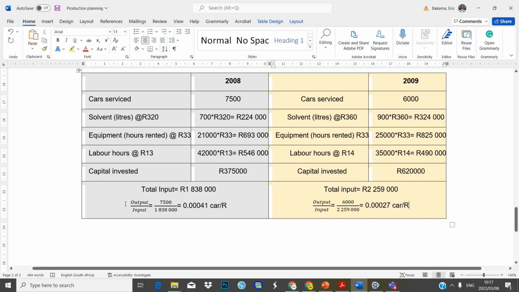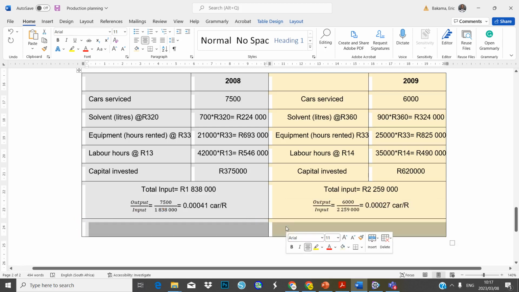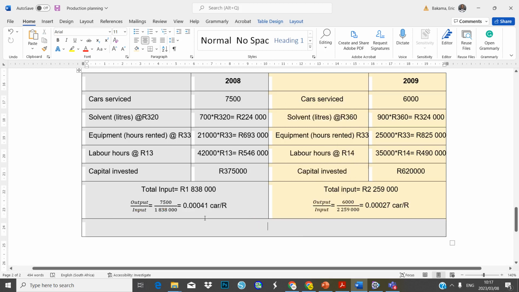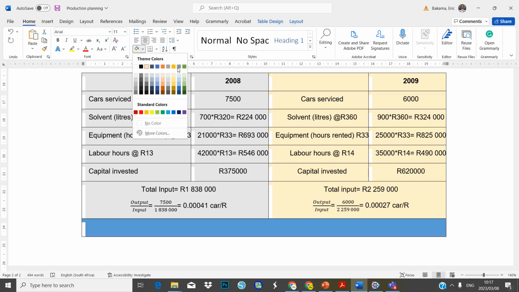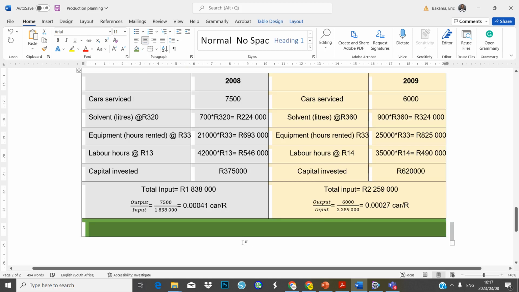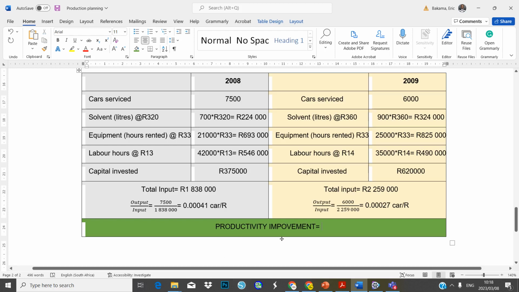Now, in case we would like to look as well at the productivity improvement, sorry for that. So I'm just going to merge cells. The productivity improvement in this case, because it doesn't belong to any year, I'm just going to give it a random color. Let's just take green like this. So the productivity improvement, we will go back now to improvement here.